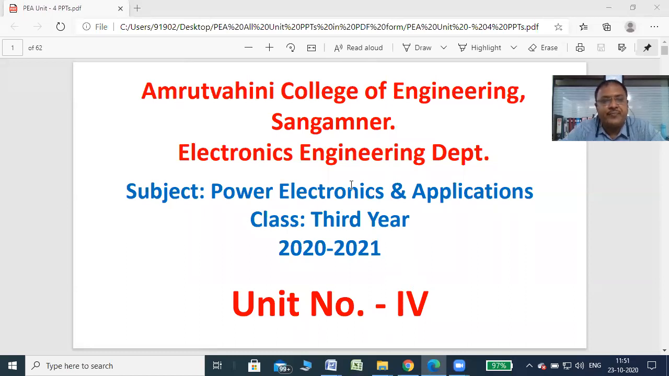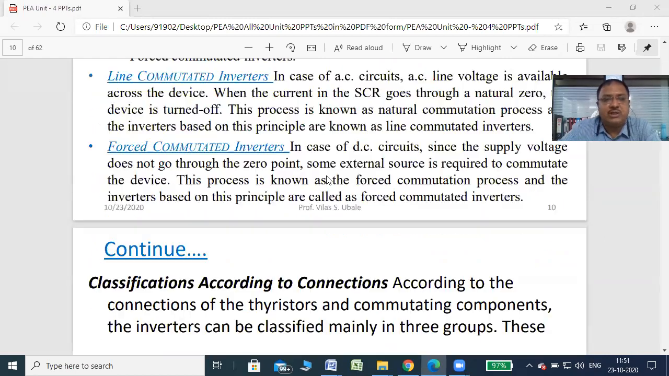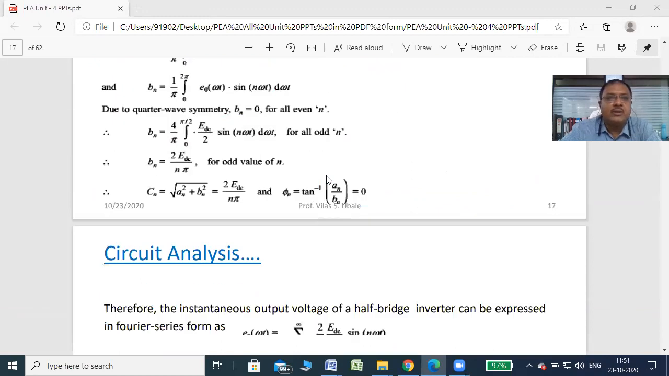In the last lecture, we started the three-phase inverter. I think we discussed 180-degree conduction mode in the last lecture, but again, I will explain in short, and then we will see the next mode.